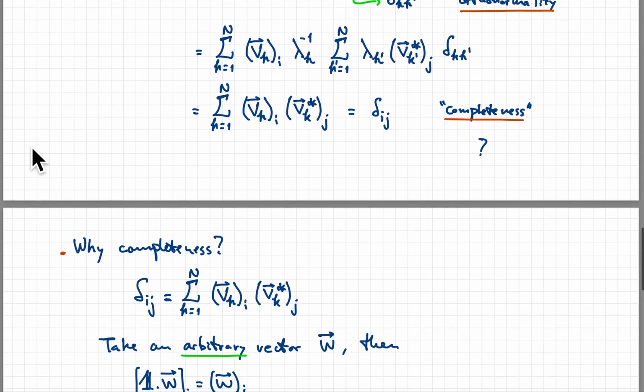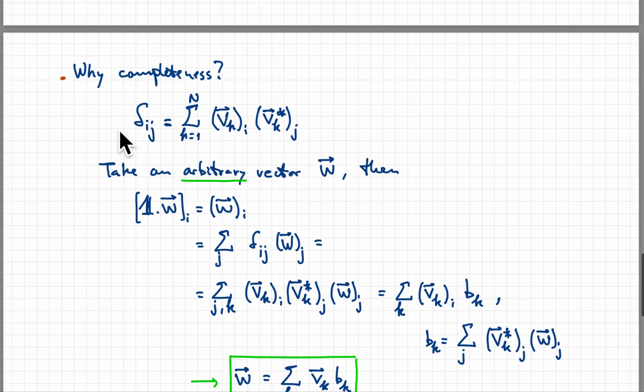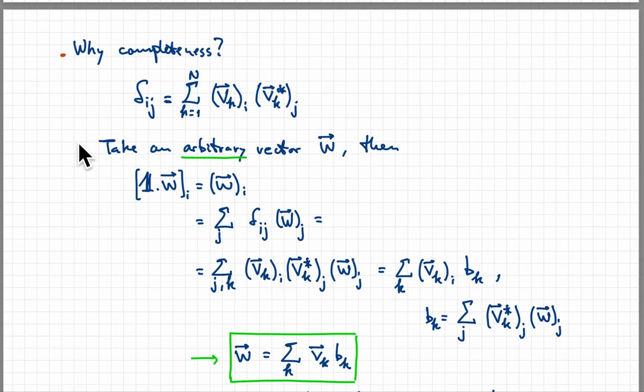So why is that called completeness, and what does it mean? So I'm rewriting here the expression that we had before. Delta ij is the sum from k equals 1 to n of the kth vector element i and kth vector star element j. So suppose we take an arbitrary vector w in our space. So then, of course, trivially, multiplying the identity by the vector and taking the ith element is just the same thing as taking the vector and taking the ith element. The identity doesn't do anything. However, this identity is something we can write as delta ij, like I do here.